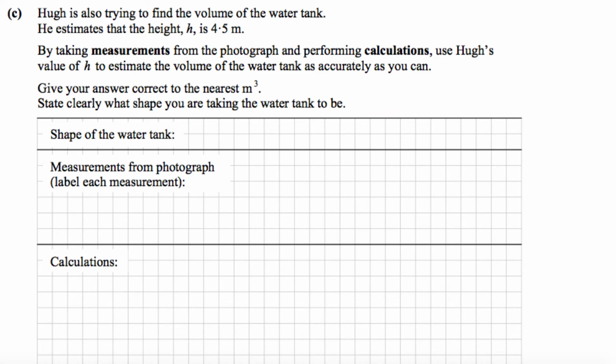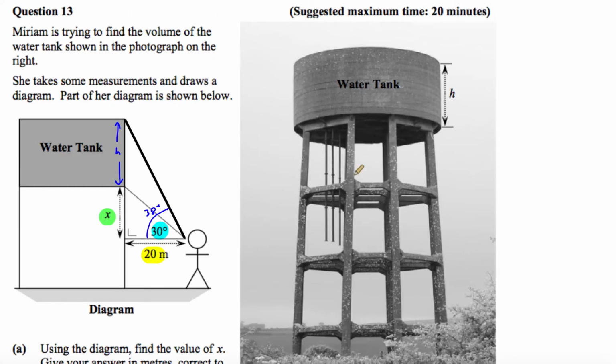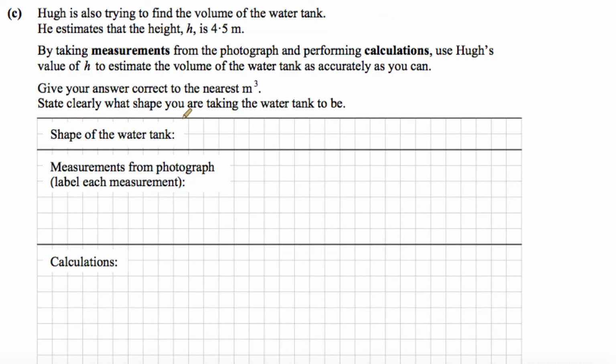Okay, so from the picture, you can see that the water tank seems to be cylindrical. So the shape of the water tank would be a cylinder. And then the measurements from the photograph.